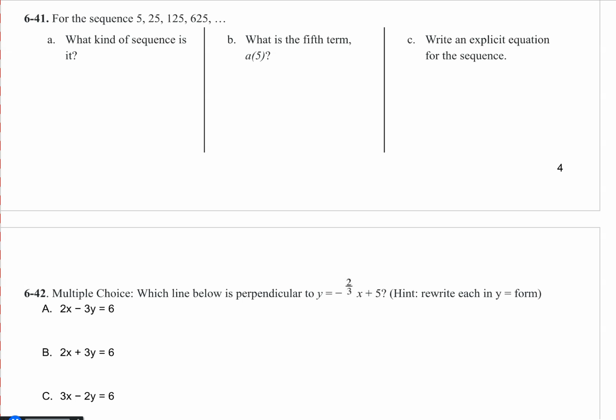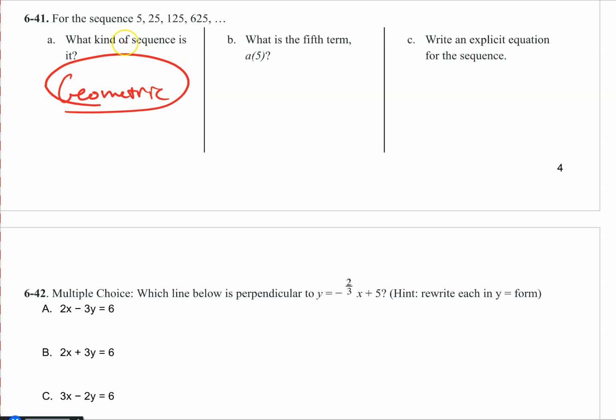Okay, 6-41. Here we have a sequence, and it's asking what kind of sequence it is. You can see it's not adding, because 5 plus 20 is 25, and 25 plus 20 is not going to work out. If you try to add 20, no. So this is geometric. We know that because 5 times 5 is 25, 25 times 5 is 125, and if you keep multiplying by 5, it takes you to the next term.